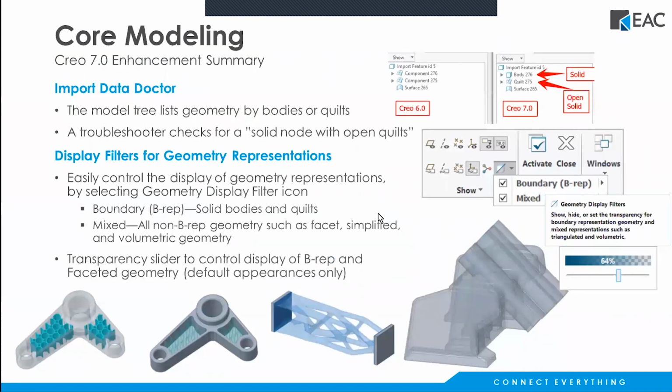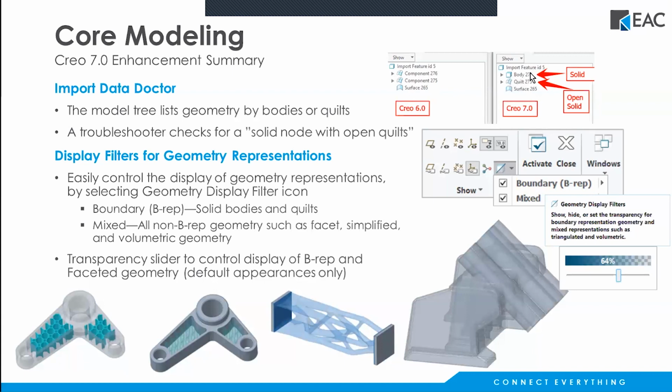There's something else talking about core modeling: the import data doctor now recognizes geometry in different ways than it used to. This is a screenshot that I did in Creo 6, and then over here in Creo 7, the same model. In 6, it said, okay, you've got a couple of components. So there's 2 parts there in this step file, and then there's just a miscellaneous surface sitting out there. But what 7 does is it says, well, you have a body, a quilt, and a surface.